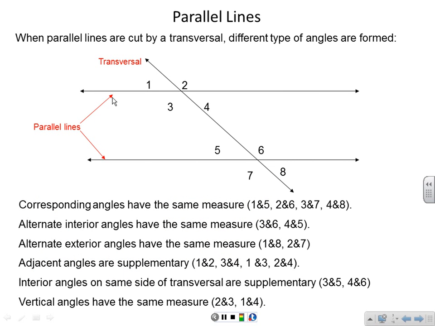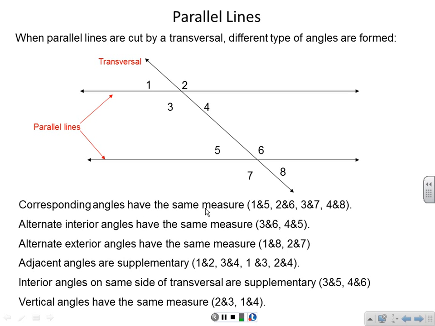Okay, so what happens when we have parallel lines and they're cut by another line called a transversal? Well, like I said, when you have two lines that intersect, it makes a set of four angles. Well, when you have two parallel lines, you have two sets of four angles, and these angles are related. And here at the bottom are all the properties for these angle relationships. So corresponding angles have the same measure.